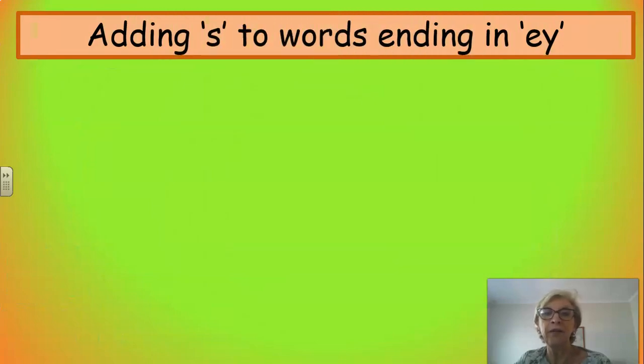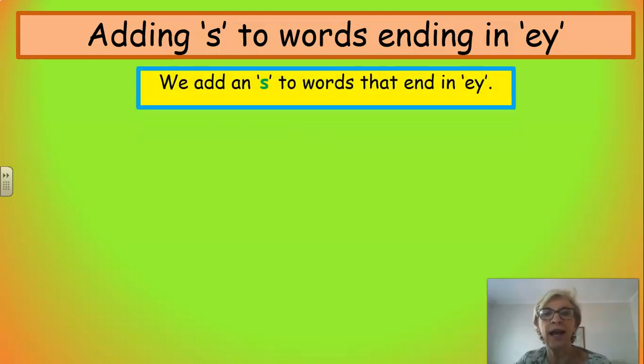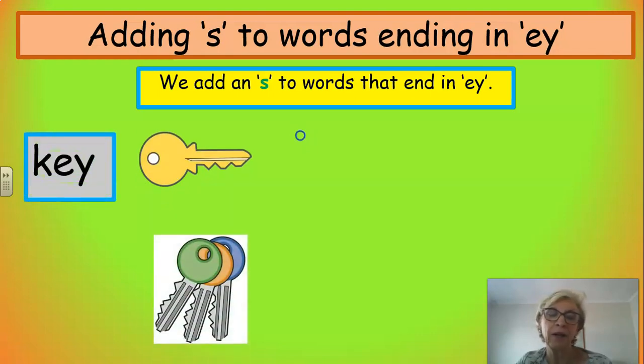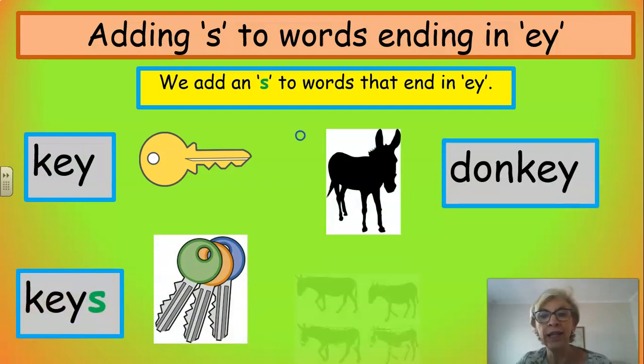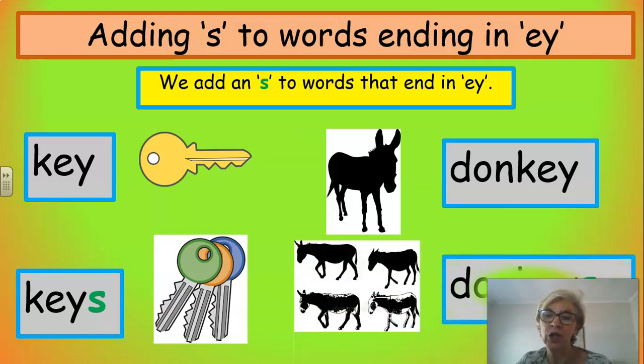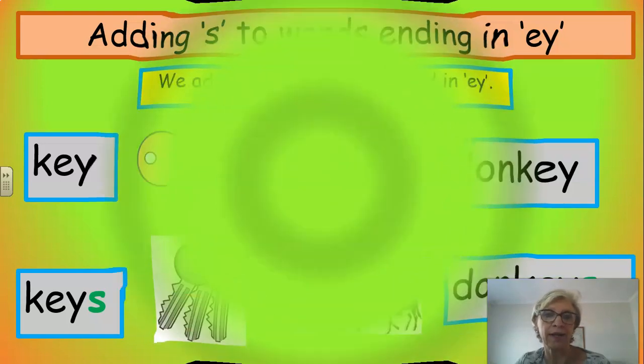Okay, now let's see that we also add S to words ending in EY, compared with when we have a noun ending in Y, and then we change the Y to IE and add an S. So EY just gets an S at the end to make it plural. For instance, there's a first example, key, a bunch of keys. One donkey, but many donkeys. We just add an S, guys.